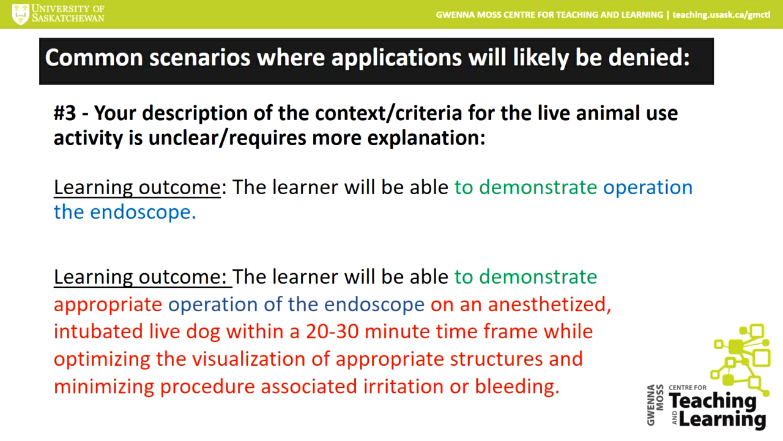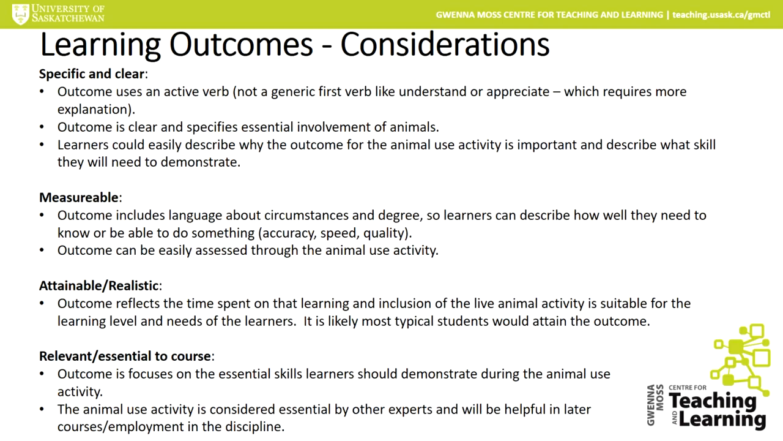So those are the 3 common errors that we see. You can see that many are related to writing good learning outcomes. And so here's just a few considerations for you as you're reviewing your outcomes before submission. Again, are they specific and clear? Are you using that active verb? Have you specified somewhere the essential use of animals? Are they measurable? Do you have a context? Have you talked about the different criteria related to that outcome and that content?